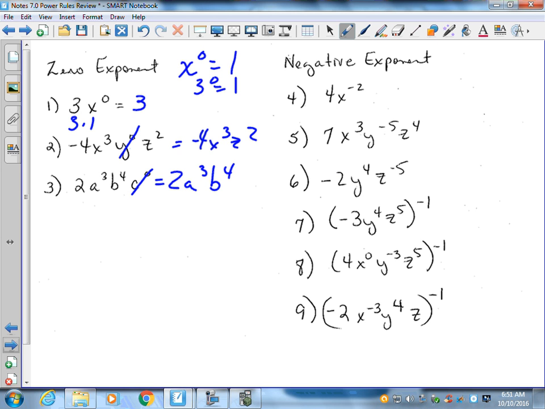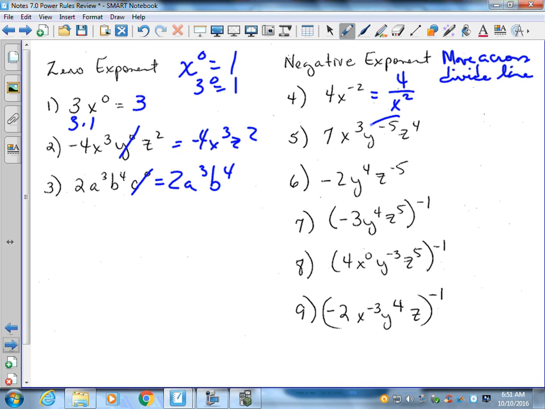For negative powers, you move across the divide line. Now, if it's on top, you move it down, and if it's on bottom, you move it up. So because of that, in this first one, I'm going to move it down because there's no bottom, and that's going to drop the negative off the 2. But notice I didn't take the 4 with it. I only took the part that had the exponential negative part.